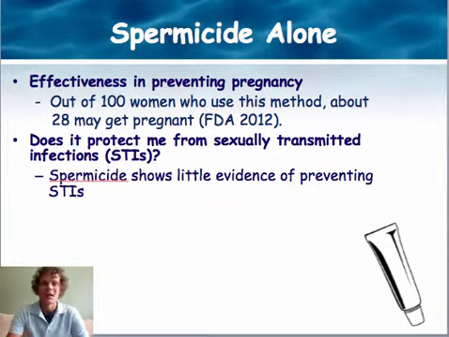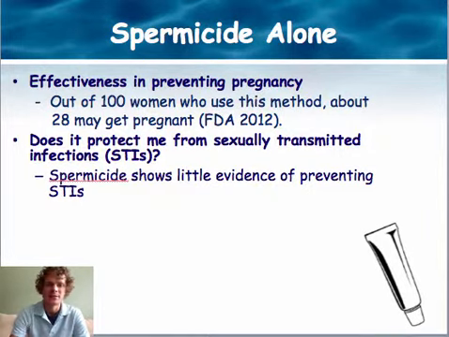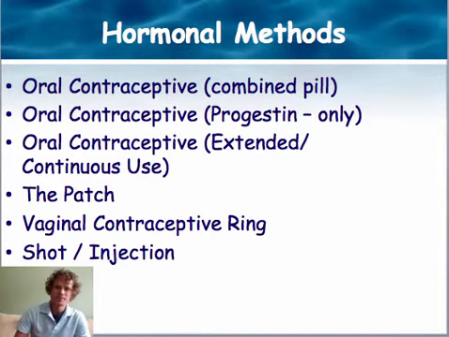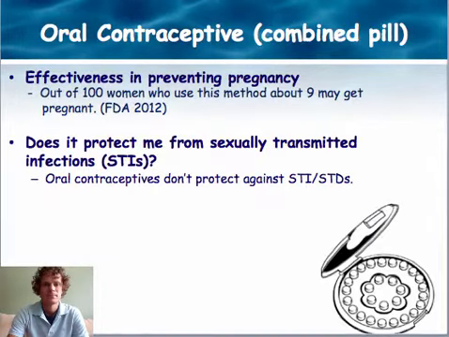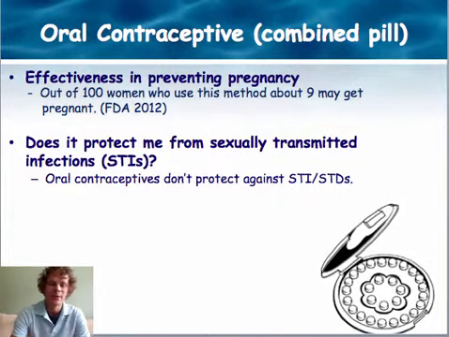Spermicide alone. Out of every 100 women who use this method, about 28 may get pregnant. Spermicide shows little evidence of preventing STDs. Hormonal methods. The oral contraceptive. Out of every 100 women who use this method, 9 may get pregnant. Oral contraceptives do not protect you against STDs.